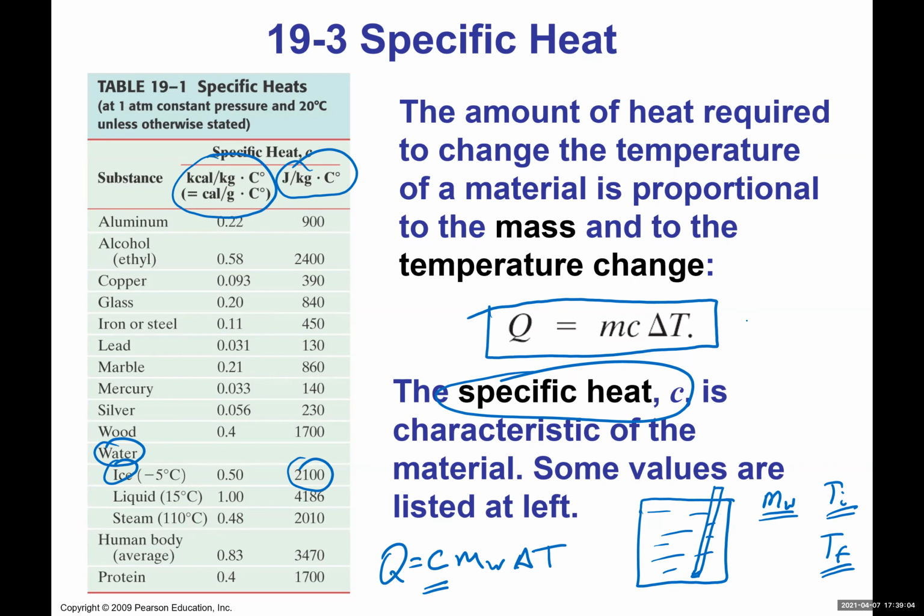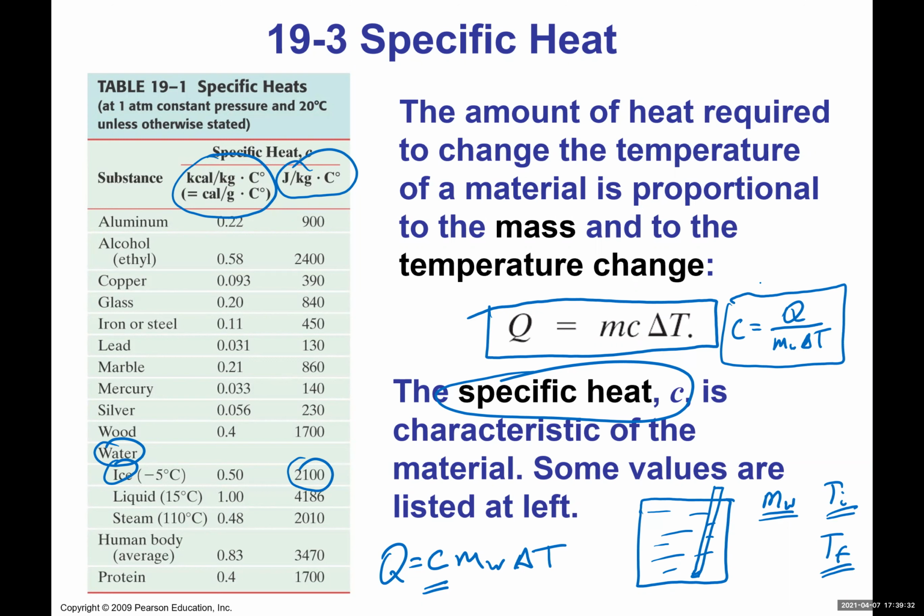So specific heat is basically the amount of energy needed to change the temperature of your substance. So let's say specific heat is equal to Q divided by the mass of water times the change in temperature. That's how we can calculate the specific heat for, let's say, water.